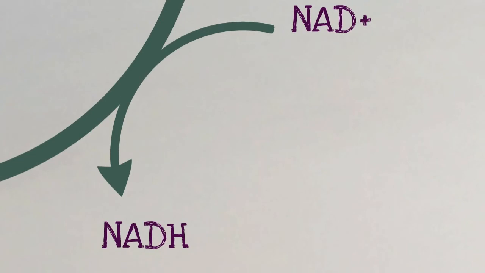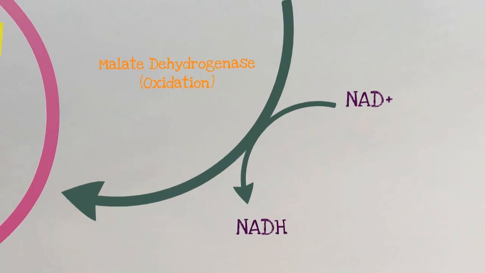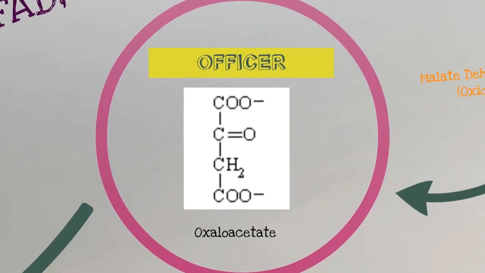NAD+ is reduced for the third time, producing the third NADH via the oxidative enzyme malate dehydrogenase. We get our final product, oxaloacetate. But is this really the final product? No, because this is the citric acid cycle, and with the combination of acetyl-CoA, we start all over again.